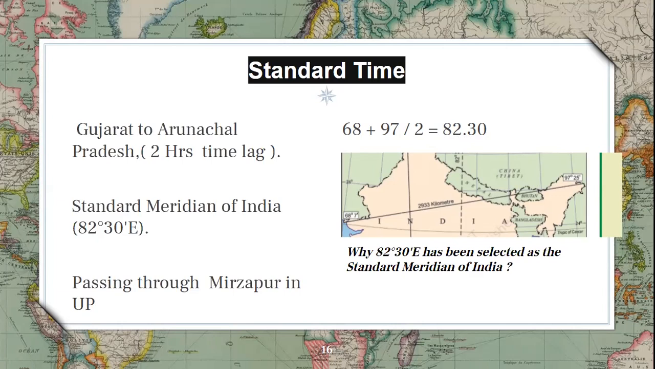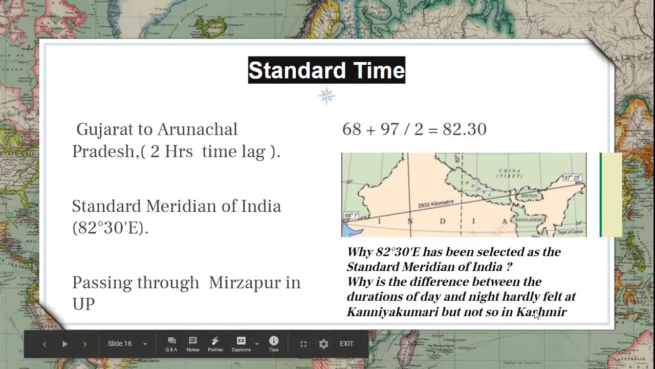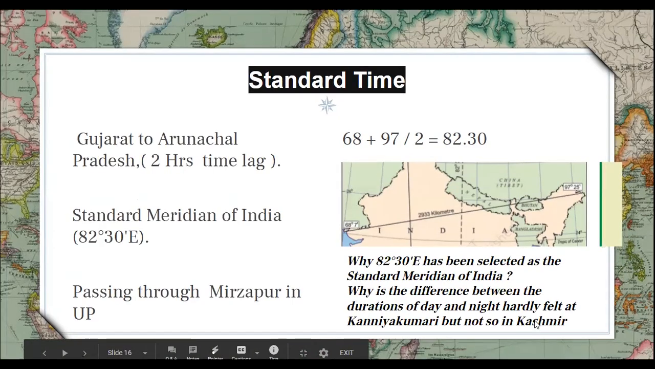And why do we take this? Otherwise there will be time difference in one country itself and it will create administrative problems for the country. And we have one more question here. Why is the difference between the duration of day and night hardly felt at Kanyakumari but not so in Kashmir?